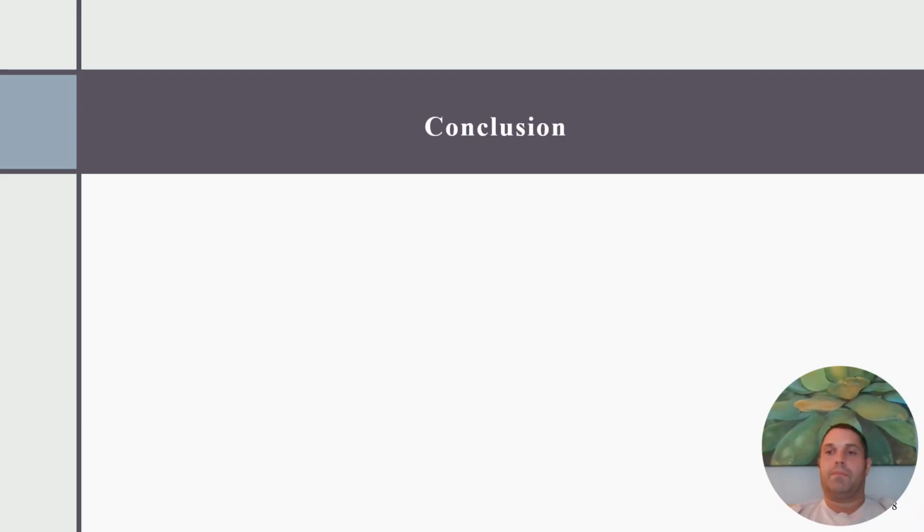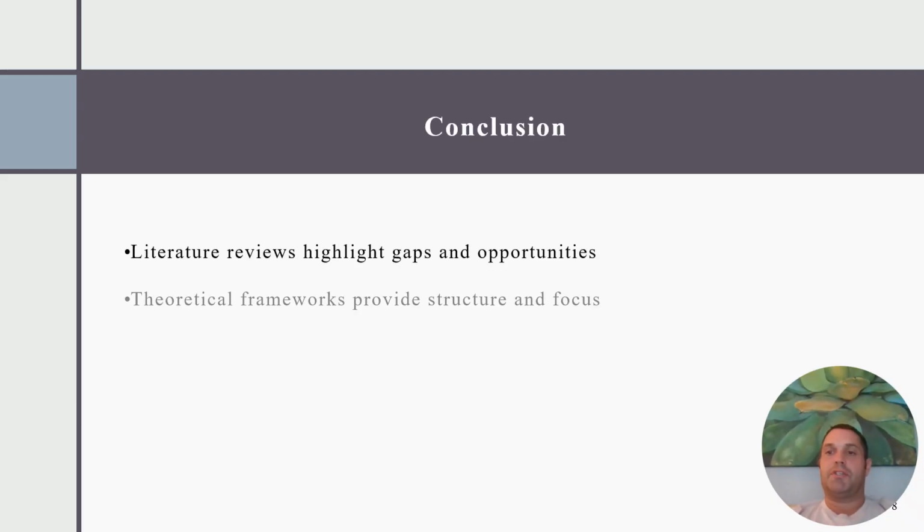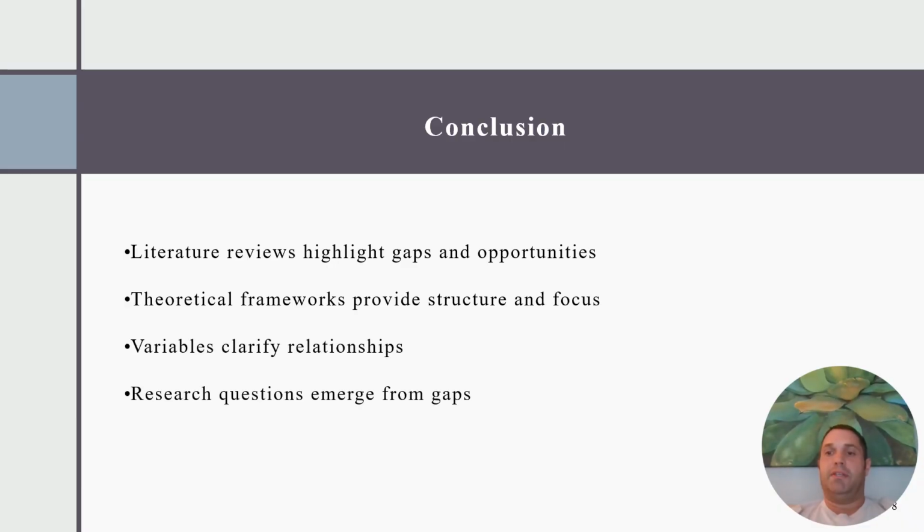To wrap up, remember that decision making runs through every stage of academic research. From selecting your literature to framing your questions, your ability to make informed, theory driven choices determines the strength of your study. Strong decisions guide your process, clarify your findings, and make your work more persuasive to others.